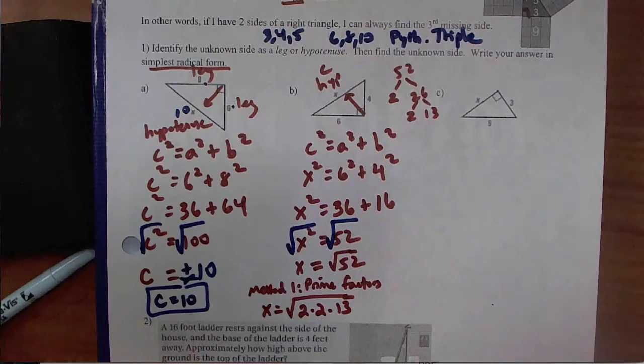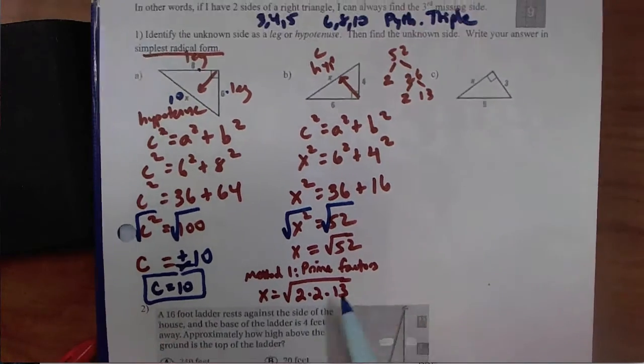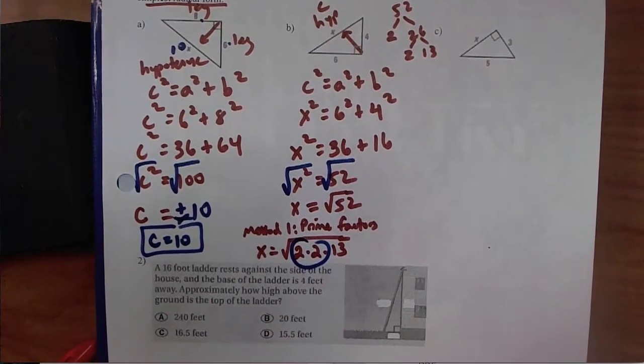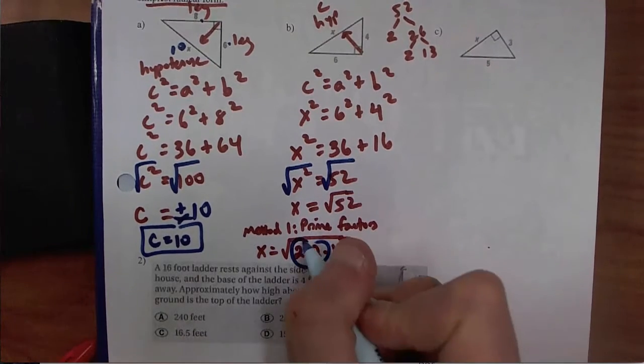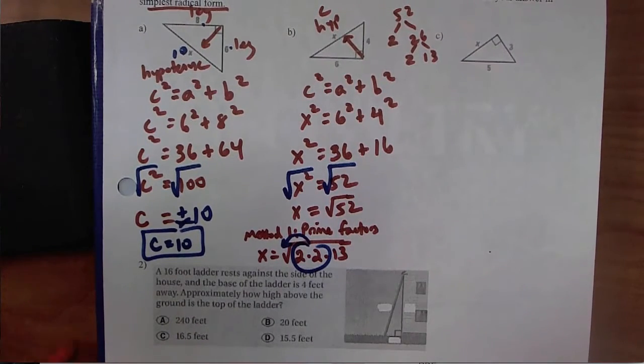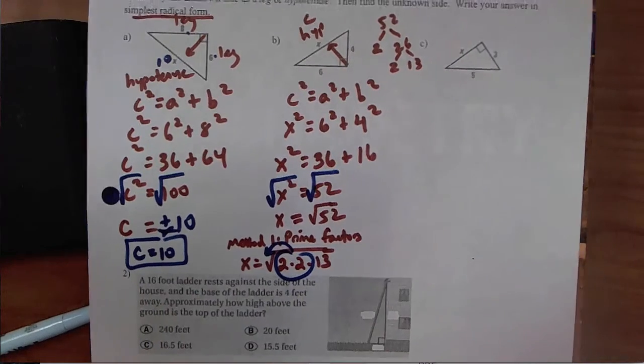And what this does is help me to see that anytime I have a repeated factor, that's a perfect square. So I could see, oh, that's actually just the square root of 4. I can put that on the outside, and I get 2 root 13, right? 2 root 13.